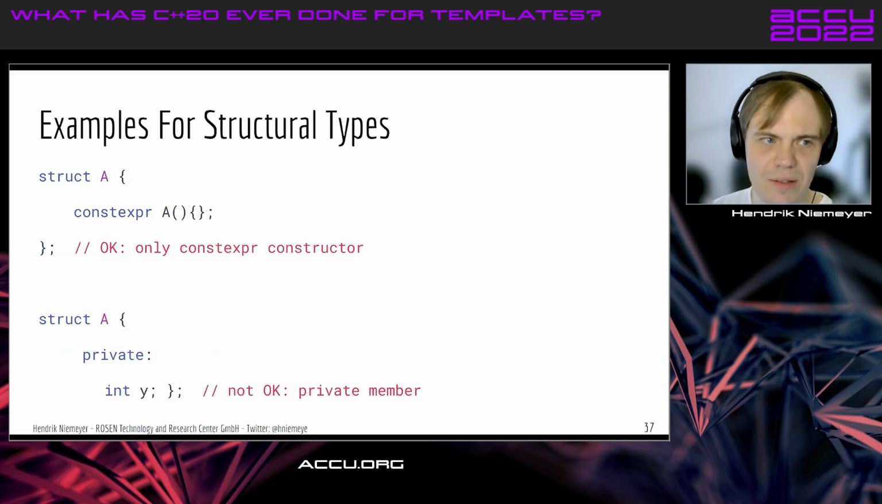Next example is struct A. It has just a constexpr explicit constructor, so it's a user-defined default constructor, so this is totally fine to be used as a non-type template parameter.